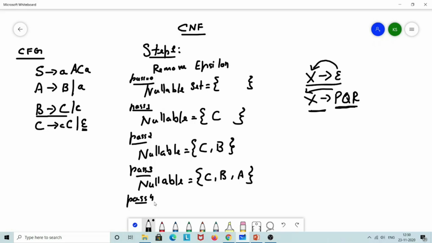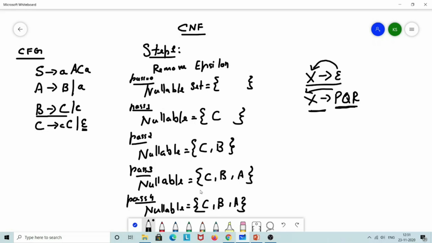Pass 4. The only non-terminal left is S, so let's check. The first rule, S gives small letter a, C followed by A terminally. Even though A and C are nullable, everything on the right hand side cannot be nullable because I have a terminal. So that doesn't make S nullable. If I had only capital A and C appearing on the first rule, then S would have been nullable, but I also have some terminals here. Whenever I have a terminal on the right hand side, the left non-terminal will not become nullable. So the content of my nullable set after pass 4 will remain as C, B, A.